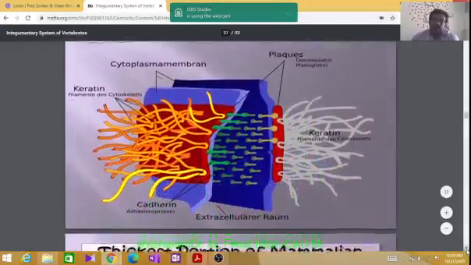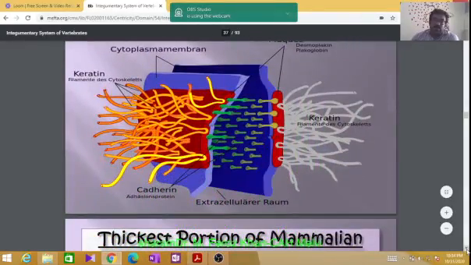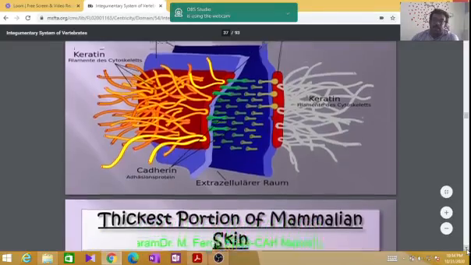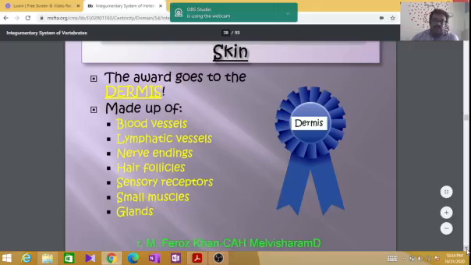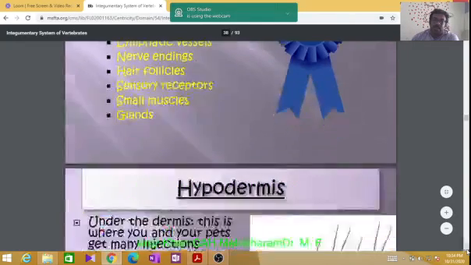See how keratin and various proteins help. The thickest portion of the mammalian skin is the dermis. It is made of blood vessels, lymphatic vessels, nerve endings, hair follicles, sensory receptors, small muscles, and glands.